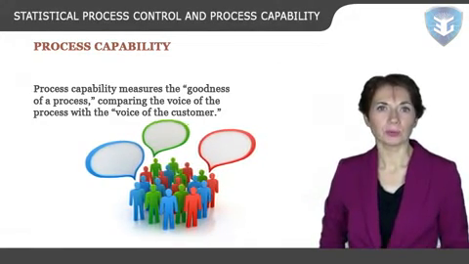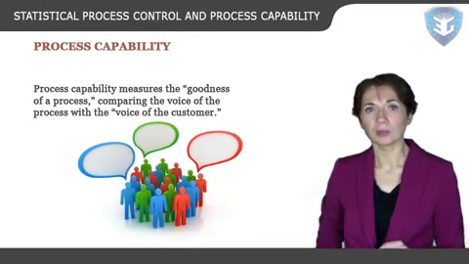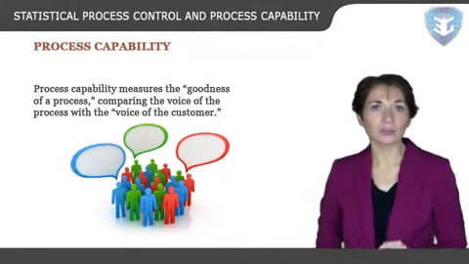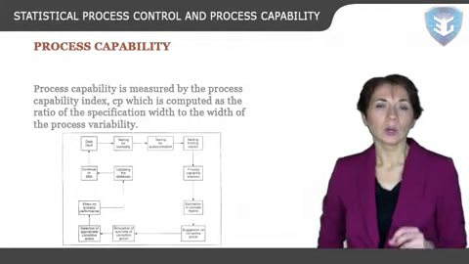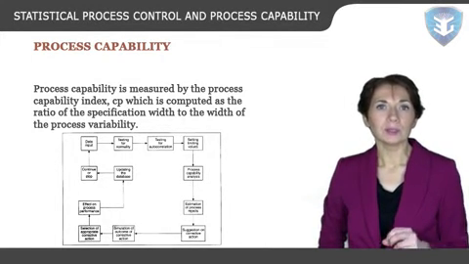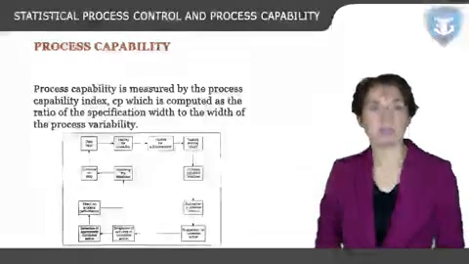Comparing the voice of the process with the voice of the customer. The voice of the customer here is the specification range or tolerance and/or the nearest customer specification limit. Process capability is measured by the Process Capability Index. This is computed as the ratio of the specification width to the width of the process variability.